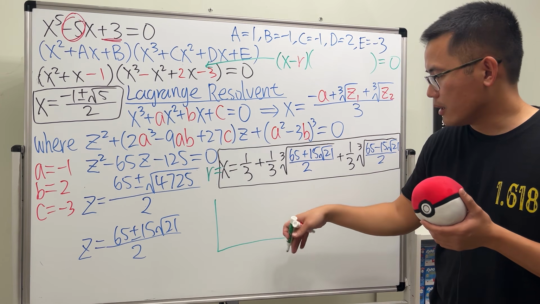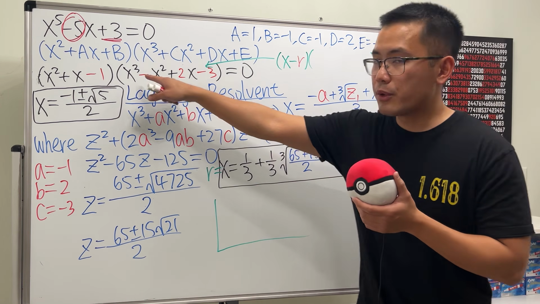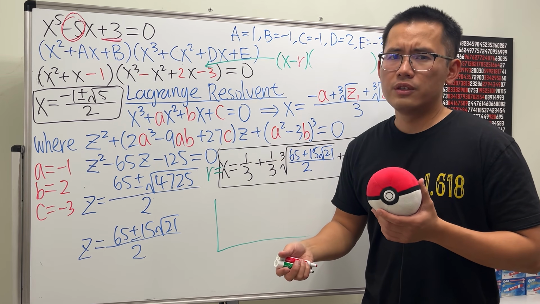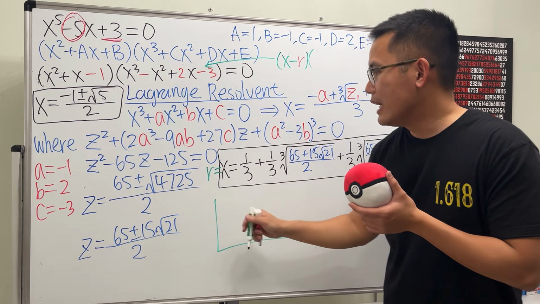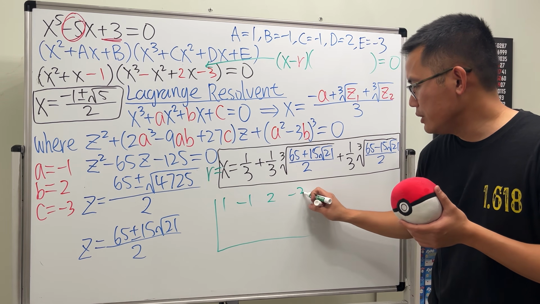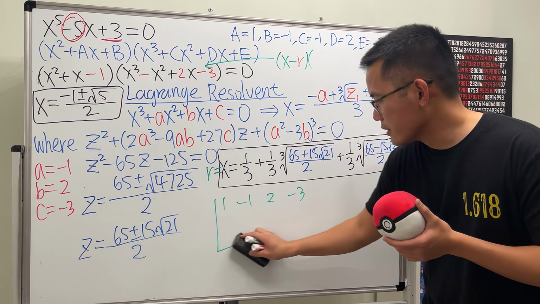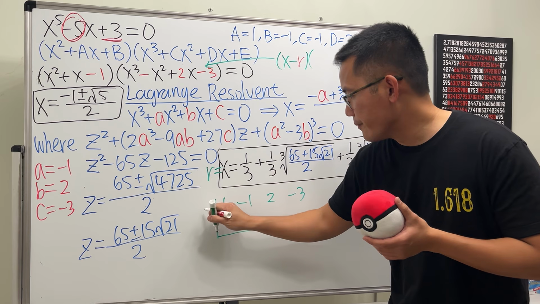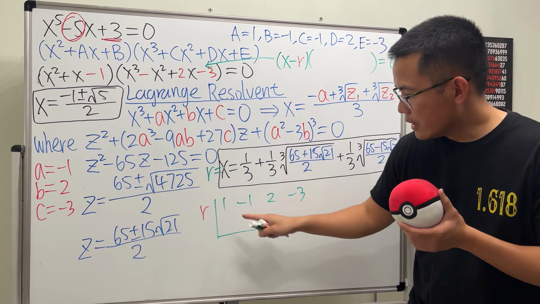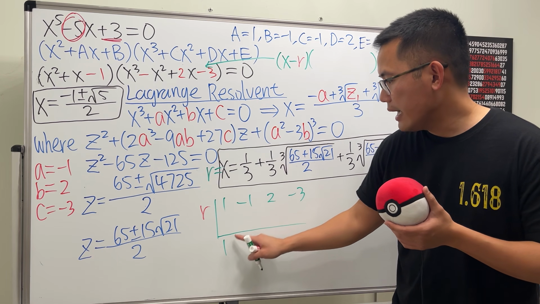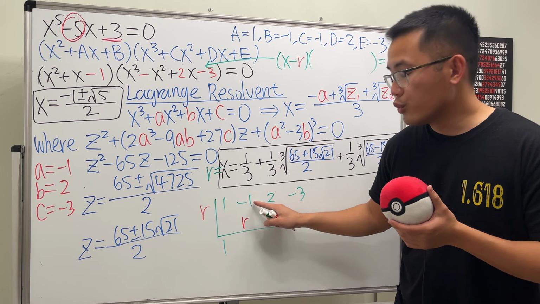So I will draw the half box like so, and I'm going to put on the coefficients. And if you want to use the long division for polynomial, that's fine too. But anyway, we have 1, -1, 2, and -3. And then I'm just going to put on r right here. And then this is how it goes. First, you write this down, which is 1, and then you do this times that, which is r, and you put it here. And then you are going to add them up.